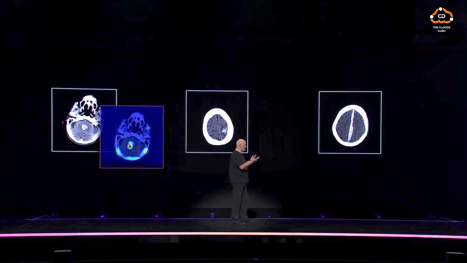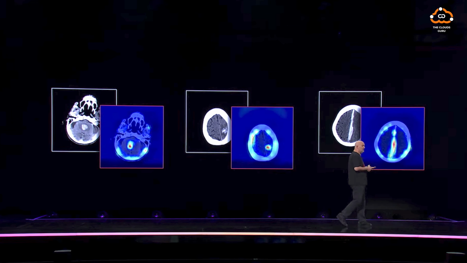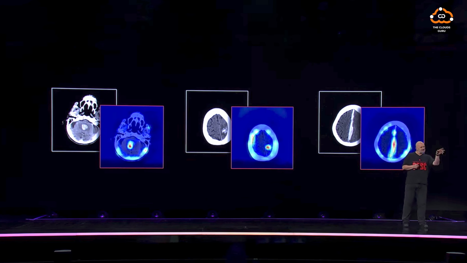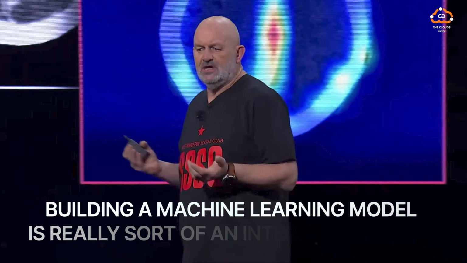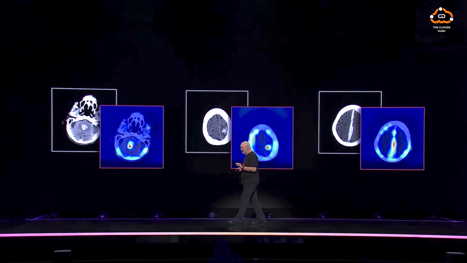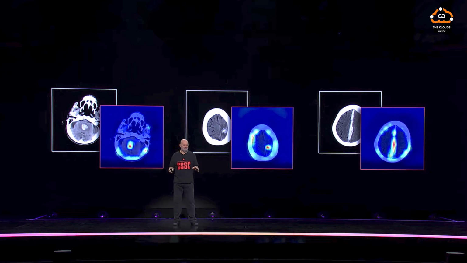And of course you can start augmenting it, because as always, when you do one thing, you want to do all the other things. You could, for example, use class activation maps, which indicate what it is in the image that the model was looking at. And again, building a machine learning model is really an interactive cycle. Now, as I said, this is in no way a production system.